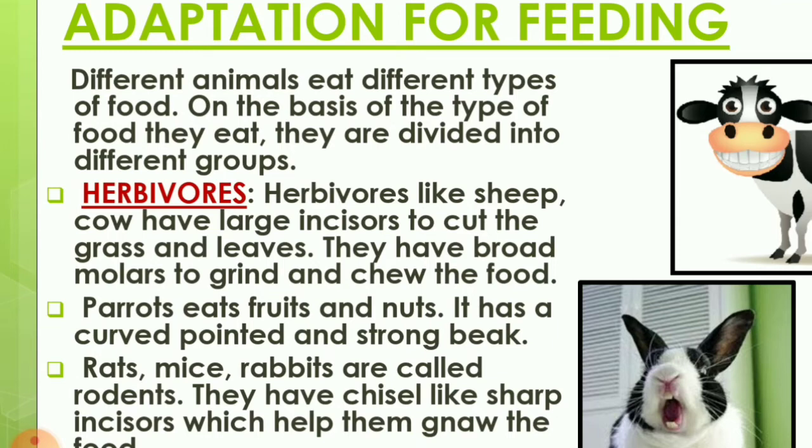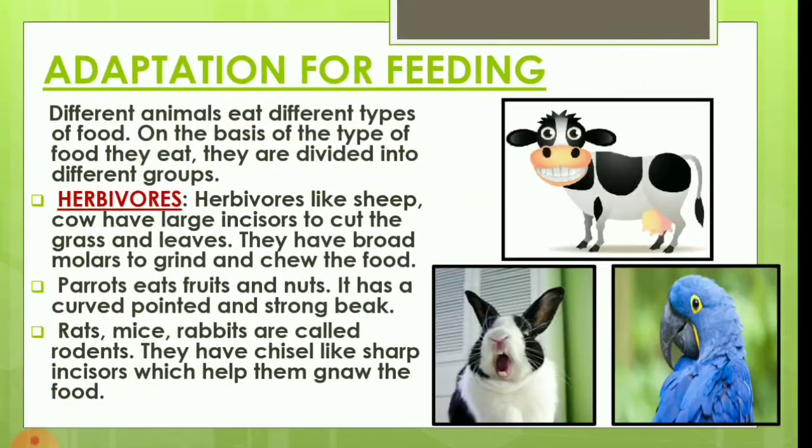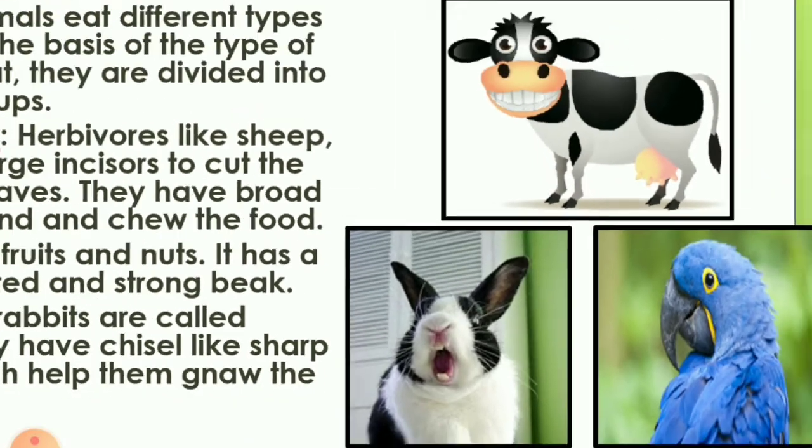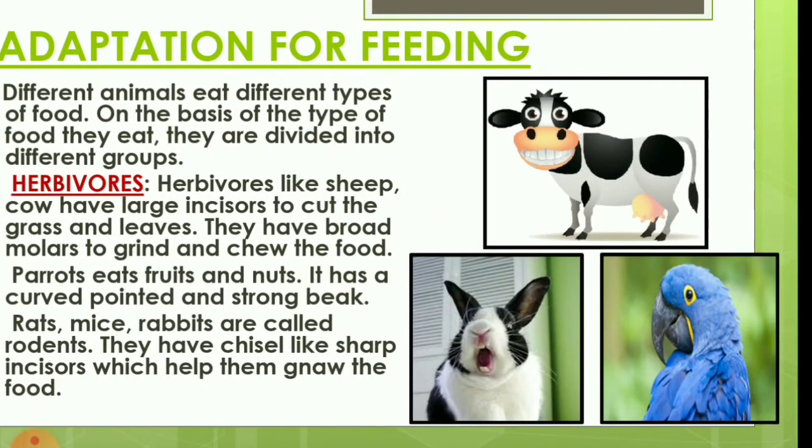Parrots eat fruits and nuts. It has a curved, pointed and strong beak. Parrots are also herbivores, and with the help of the pointed sharp beak, as you can see in the picture, they take their food.